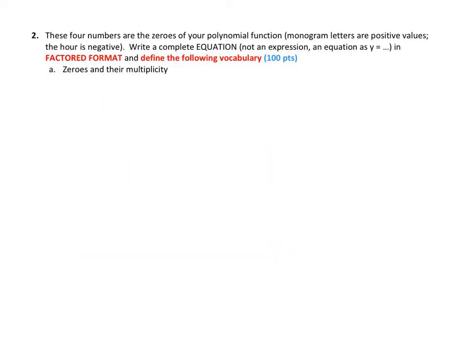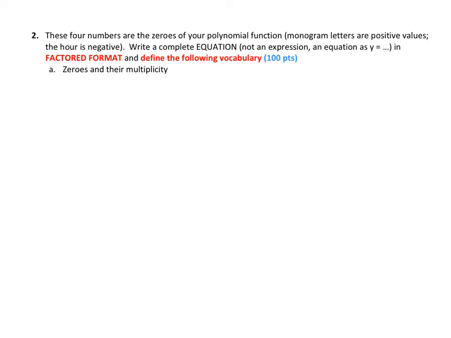Make note that every element we talk about on this worksheet, numbers 1 through 8, has a point structure. That first element I think was worth 100 points. This next element is another 100 points, so you get an understanding of it. I want you to take your zeros and write an equation in factored format, and for this one also define the vocabulary of zeros and their multiplicity. First of all, make sure it's an equation. An equation means something that's y equals.